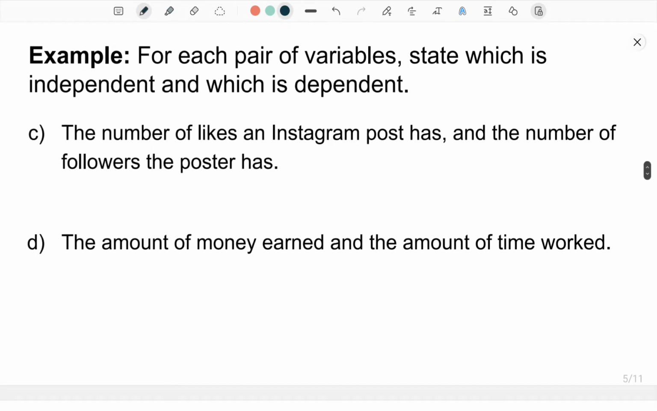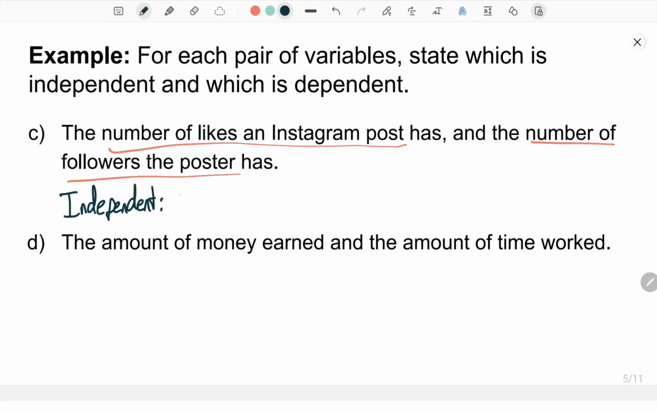So what if we have the number of likes an Instagram post has, and the number of followers the actual poster has. So which affects the other one? In this case, I would say the more followers you have, the more likely you're going to have more likes. So we're starting with the number of followers. So independent is number of followers. And in a sense, that's going to cause there to be more likes, assuming their followers are actually engaging with their content.